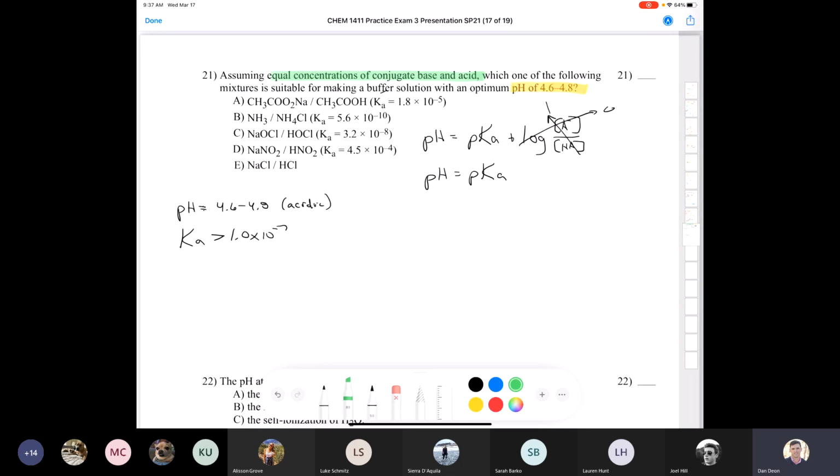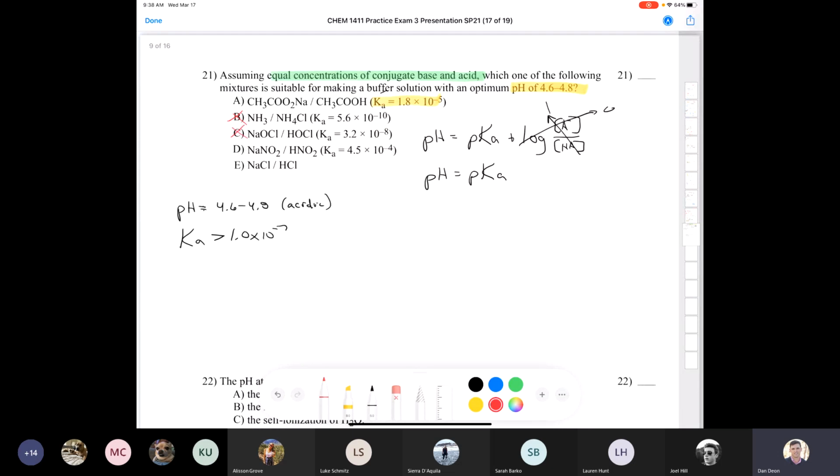If we look at A, we have a Ka for our acid that is greater than 1 times 10 to the negative 7. So it's a possibility. But if we look at B, you see that the Ka for the ammonium ion is less than that, 10 to the negative 10. And so this will not work. If we look at the next one, which is the hypochlorite ion, hypochlorous acid has a Ka of 10 to the negative 8.